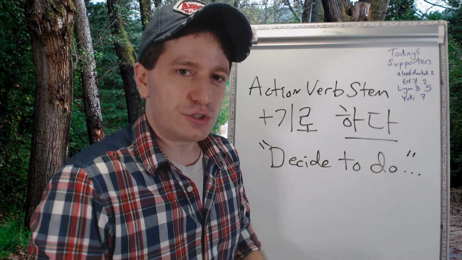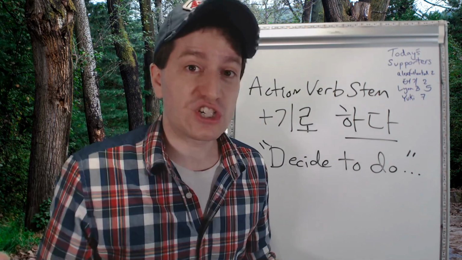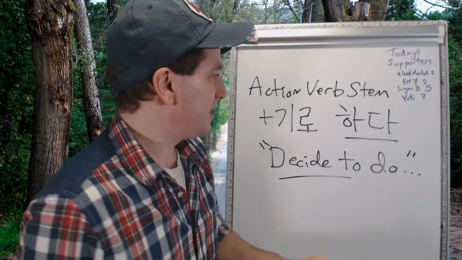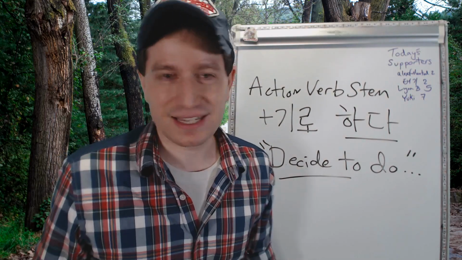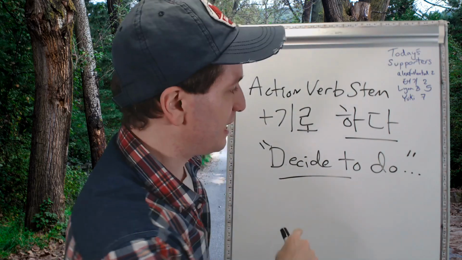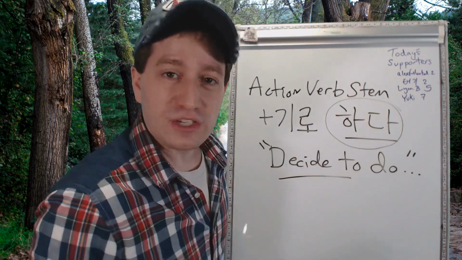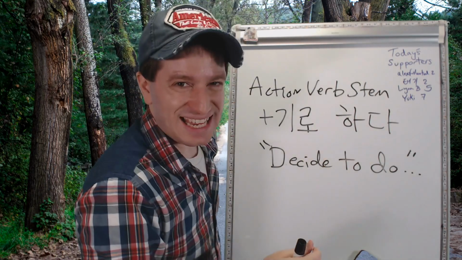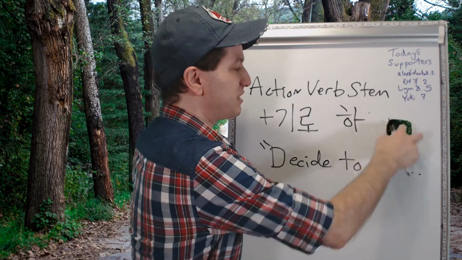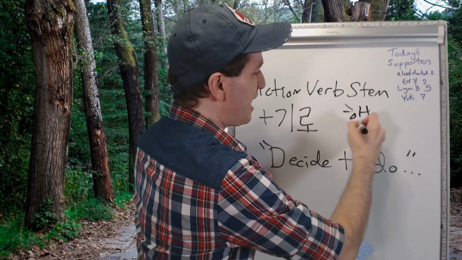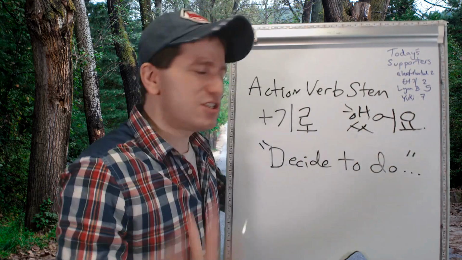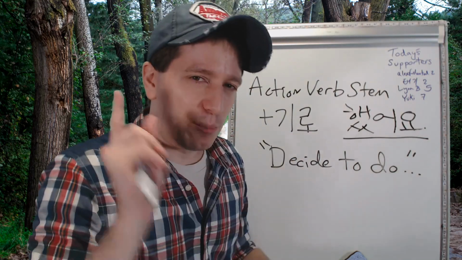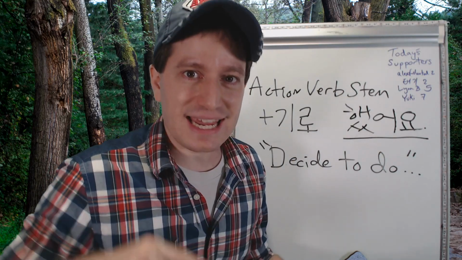What this form is actually used for is when the speaker, whoever is talking, decides to do something or promises to do something. If you want to make a sentence in the past, so if you want to say, I decided to do, that's all done with this verb. You wouldn't do it by changing the action verb stem here. Most of the time, this is used in the past tense. So most of the time, you're going to actually use this as something like 기로 했어요 or 기로 했습니다, any sort of past tense conjugation.